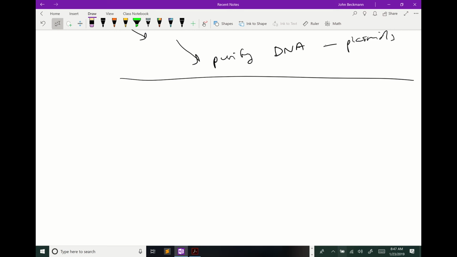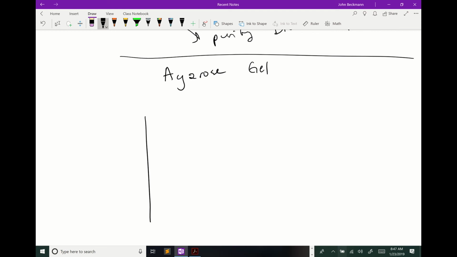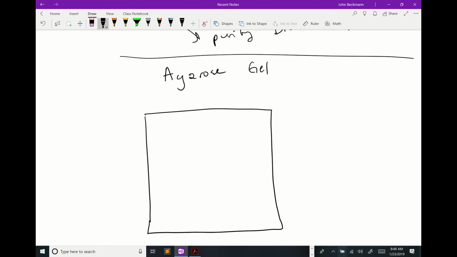Okay. Let's see here. We've got 3 minutes. So often I'll talk about agarose gel. Oftentimes when we are looking at plasmids, we will run an agarose gel, and we talked about this before. Let me just show you kind of what you see. When you run an agarose gel of a mini prepped plasmid, let's say we did a mini prep, we're going to run that plasmid on a gel.